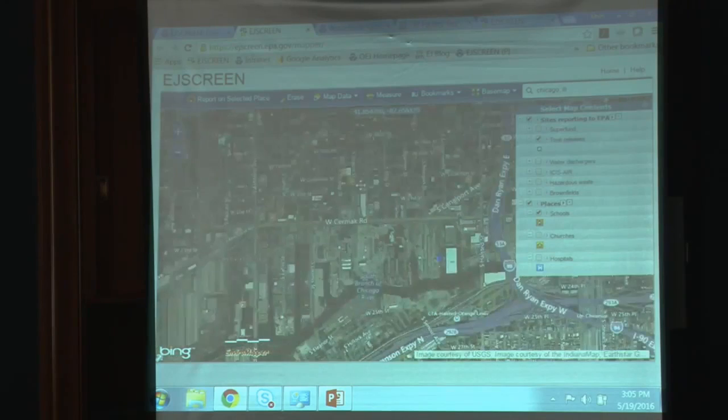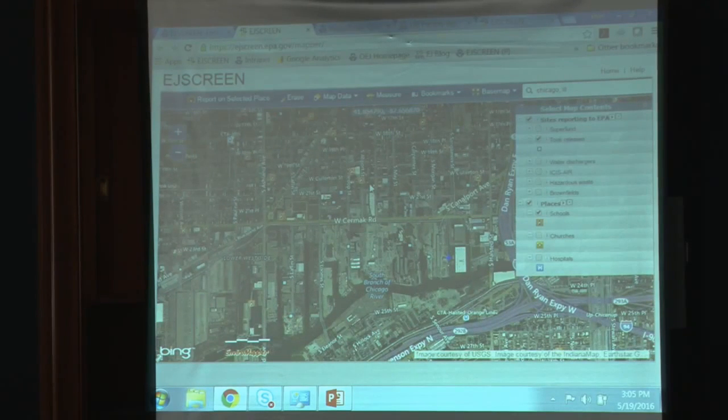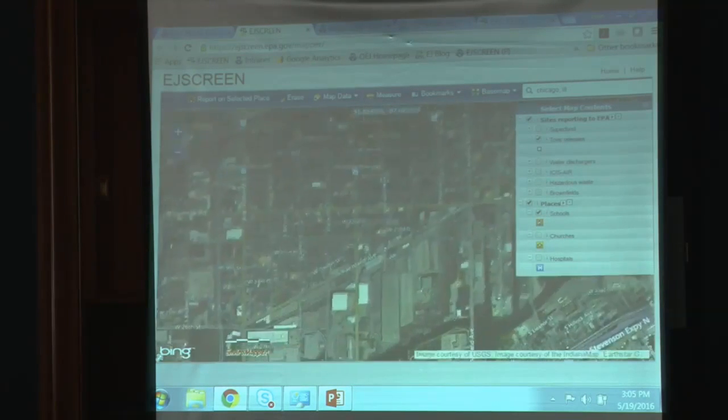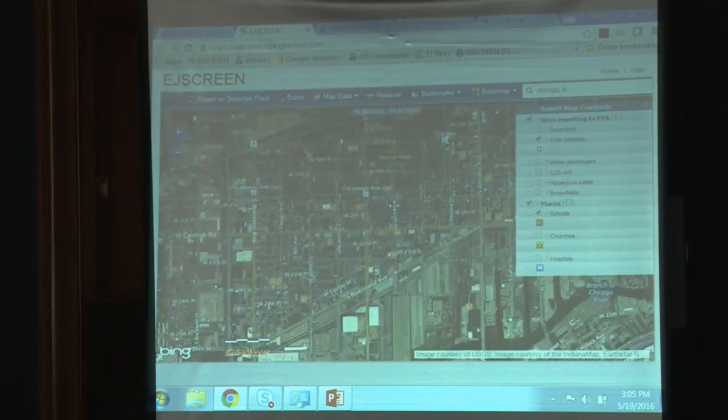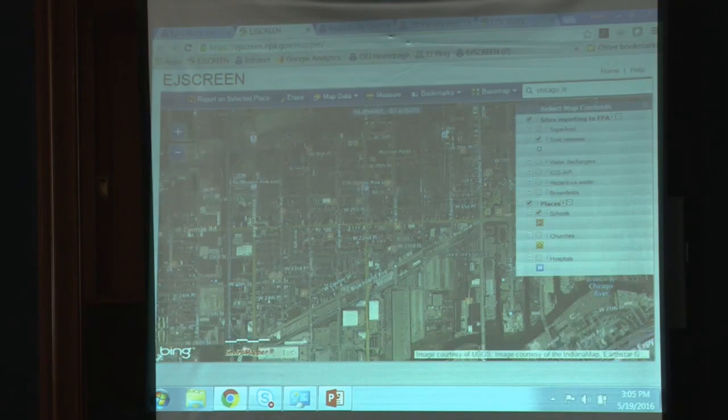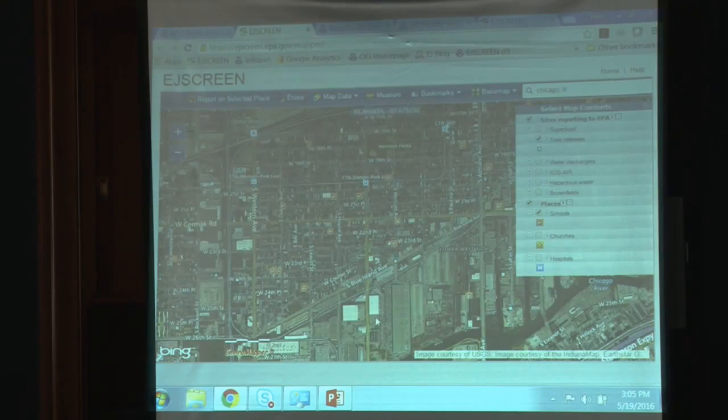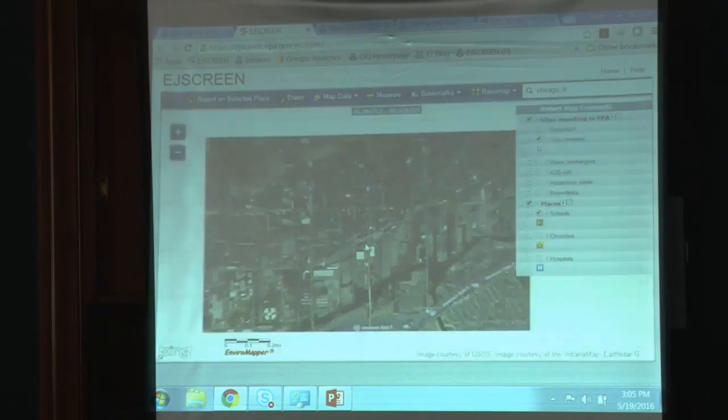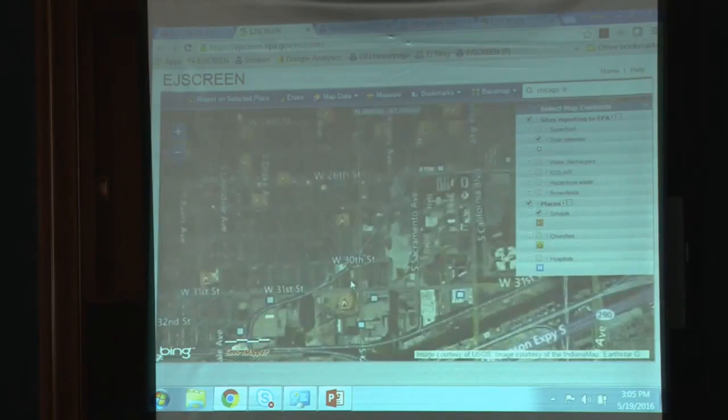But now I want to show you the reports, because that actually can be really helpful in terms of understanding a community. And now we're going to go over to Little Village. So if I'm doing an analysis, and I know the Crawford Power Plant is right over here.